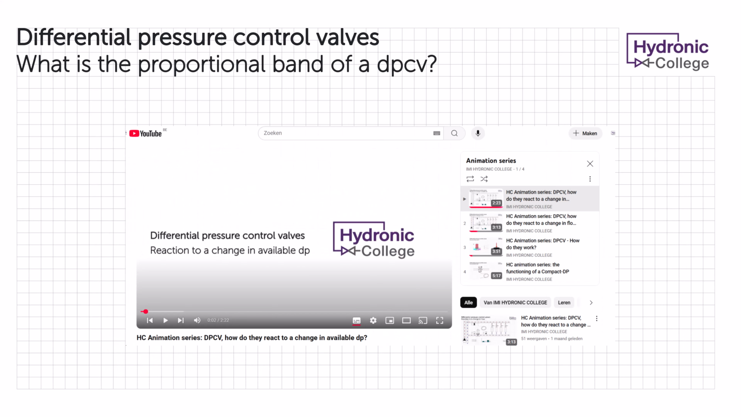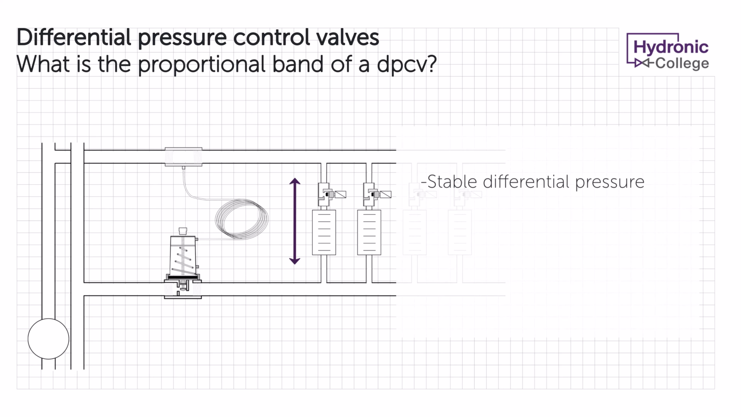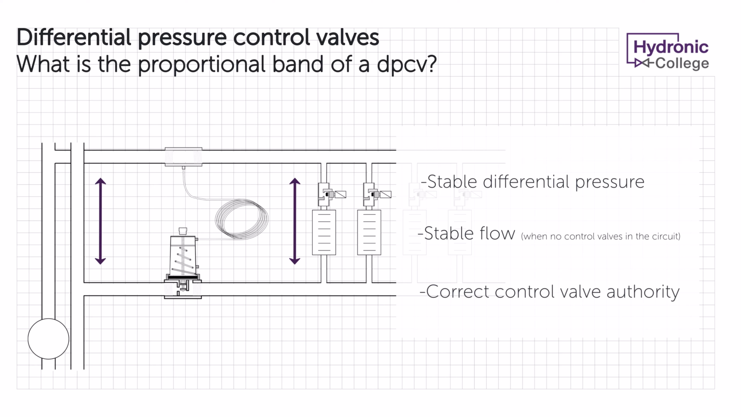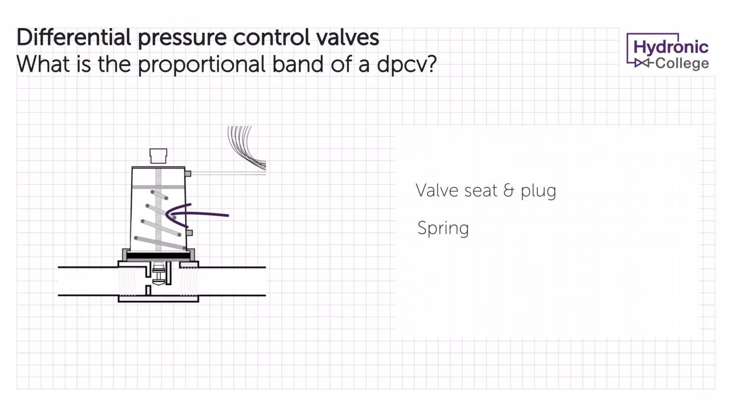You might remember from the first videos in this animation series that DPCVs are there to maintain a stable differential pressure across a specific part of a hydronic circuit to ensure stable flow and predictable valve authority, even when the total flow in the system or the available pump heads vary. They consist mainly of a valve seat and plug, a spring and a diaphragm.